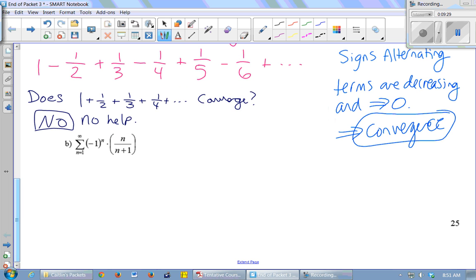All right, let's write out a few terms of this next one. -1 to the n times n over n plus 1. So when I plug in n equals 1, I'm going to get a negative, and when I plug in a 1 for n, I get a half. And then plug in n equals 2, and I get -1 squared, which is +1, and then I get 2/3. And then when I plug in n equals 3, it's going to be negative, and I'm going to get 3/4. Plug in n equals 4, and I'll get a positive 4/5 minus 5/6 plus 6/7.